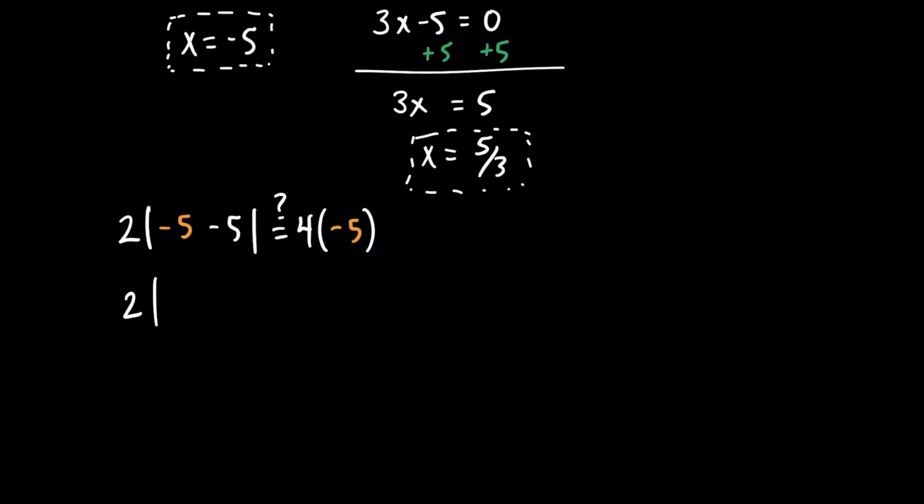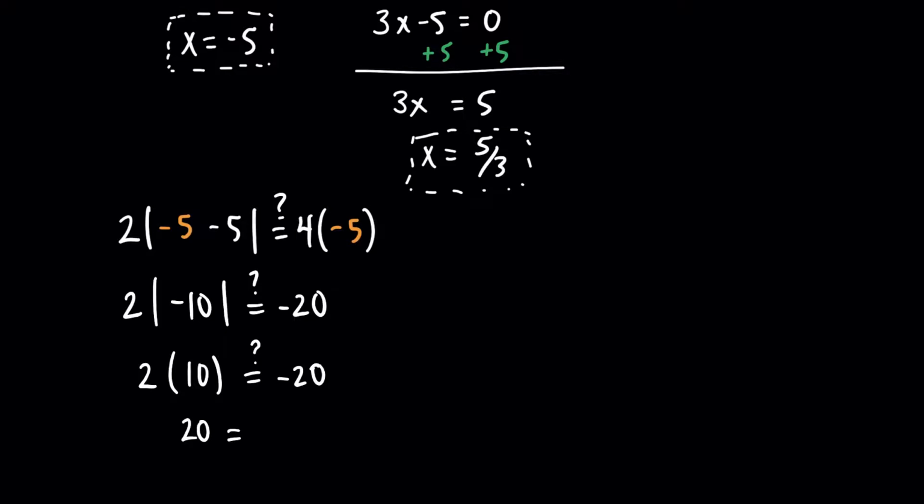So we're going to do 2 times the absolute value of, let's see, negative 5 minus 5 would be negative 10. And supposedly this is equal to 4 times negative 5, which let's just say that that's negative 20. Now we've got 2 times the absolute value of negative 10 is positive 10. And the question is, are these equal? And you're probably starting to see, 20 is not actually equal to negative 20. Those are not equal. So the problem here is with algebra, we got a solution of negative 5, but for whatever reason it doesn't work.